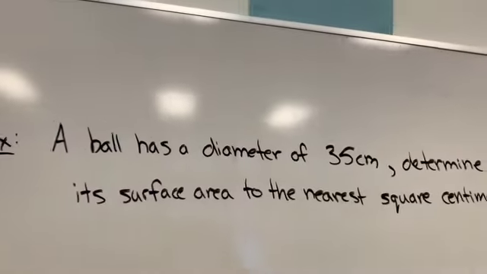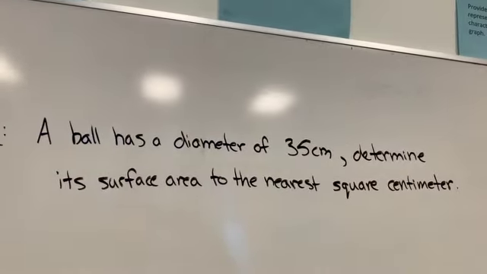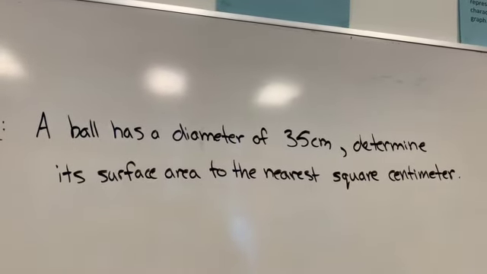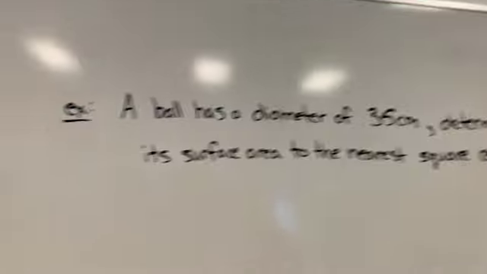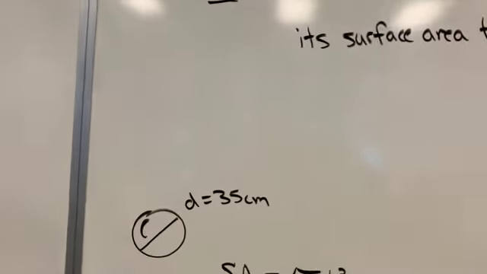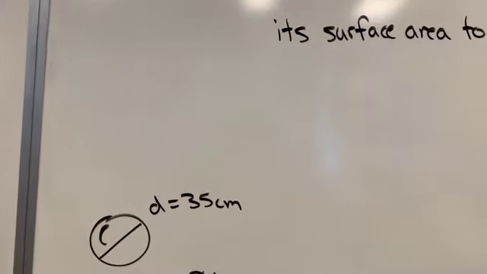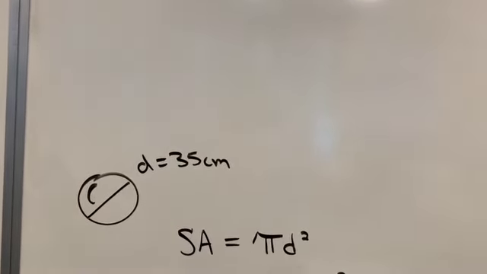So our first example is this: a ball has a diameter of 35 centimeters. Determine its surface area to the nearest square centimeter. The simplest way is, I always suggest drawing a picture, although there's not much to draw here. You're drawing a ball, a circle. The diameter is 35. Make sure you're clear that that's diameter and not radius.